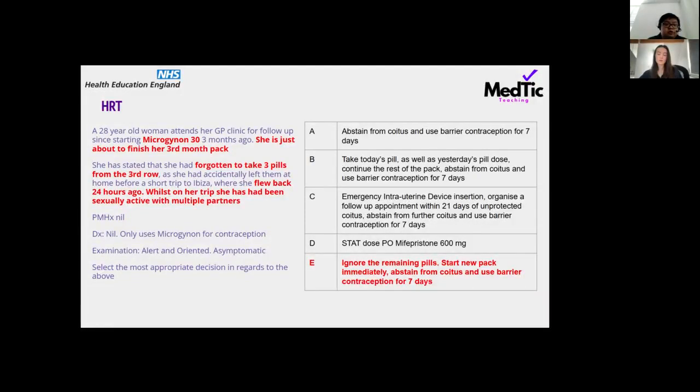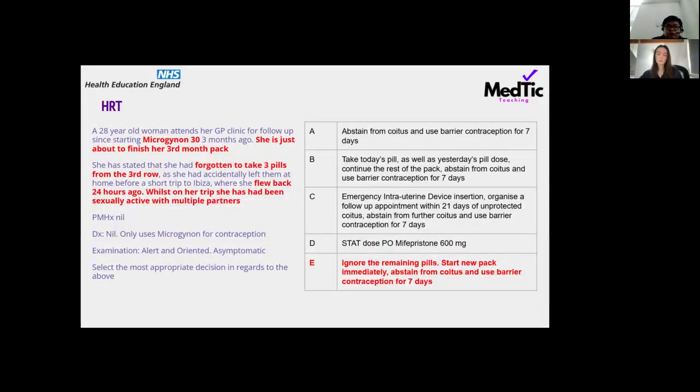She is just about to finish her third month pack, and that's something we need to notice about how far she's gone through her current contraception. The scenario is that she's forgotten to take 3 pills within the third row of her medication. So, like we confirmed previously, she's about to finish this month's pack. She's been sexually active with multiple partners as well, so we need to assess the safety of her contraceptive use. We also need to know how long she's had this unsafe intercourse, because she flew back 24 hours ago, so that's important to know.